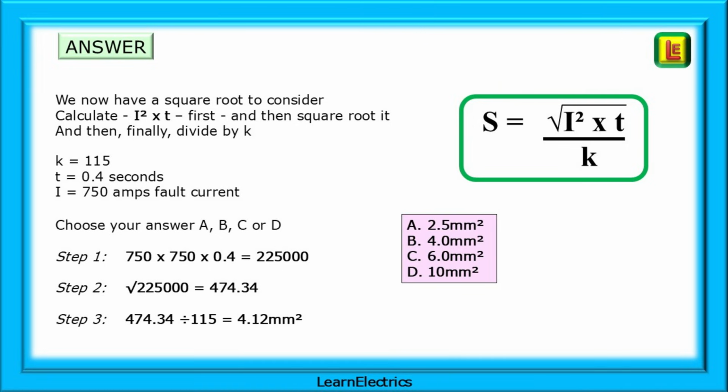So, step 1, 750 multiplied by 750 multiplied by 0.4 is 225,000. Step 2 is the square root of 225,000, which is 474.34. And in step 3, we divide 474.34 by 115 to give an answer of 4.12 square millimeters. Now we can choose an answer A, B, C or D.